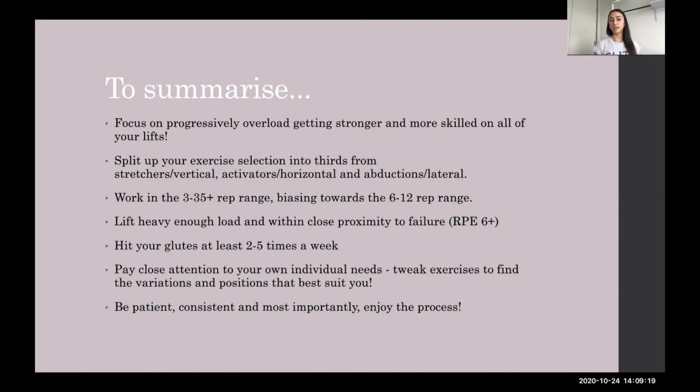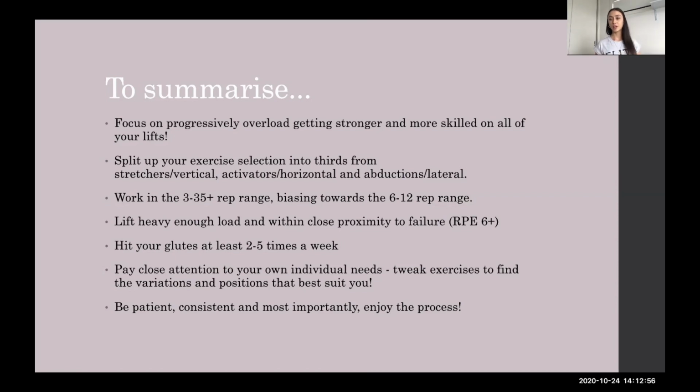Split up your exercises into thirds. So a third in the stretches category, a third in the activators, a third in the abduction and lateral category. Work in the 3 to 35 plus rep range. You want to bias towards that 6 to 12 rep range. Lift heavy enough loads and within close proximity to failure, so RPE 6 plus. Hit your glutes at least 2 to 5 times per week. This will depend on the various different factors that I've already spoken about.